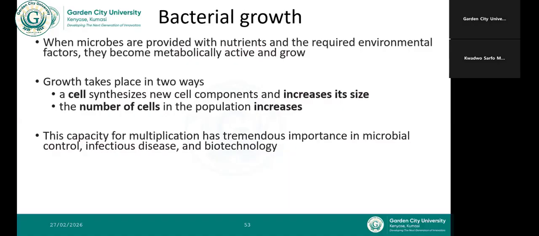And once they can grow at a very fast rate, they get into the human host and they can cause infectious diseases. And looking at how they also grow rapidly, we can manipulate them to produce vitamins, to produce insulin, to produce antibiotics for us.